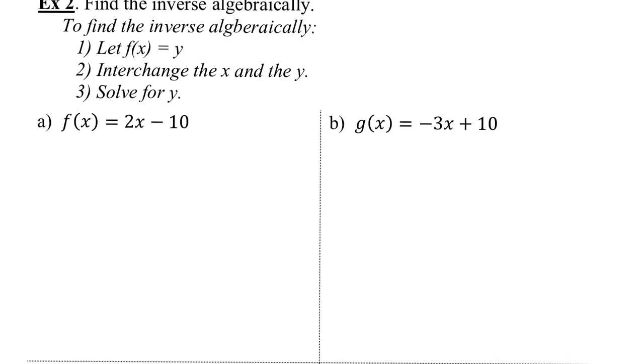So let's try it. Okay, so step one, let f of x equal y. So I'm going to say y equals 2x minus 10. Okay, next I'm going to interchange the x and the y. That means where the x is, I'm going to change it to a y, and where the y is, I'm going to change it to an x. So I get x equals 2y minus 10. I literally just erased this and made it a y, erased this and made it an x. Okay, and now we're going to solve for y, our new y. So the new y is right here, so I want to isolate the y. So I'm going to add the 10 to the other side.